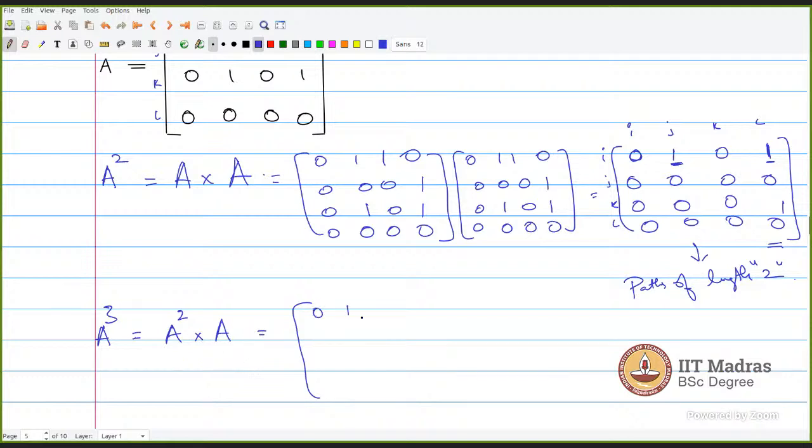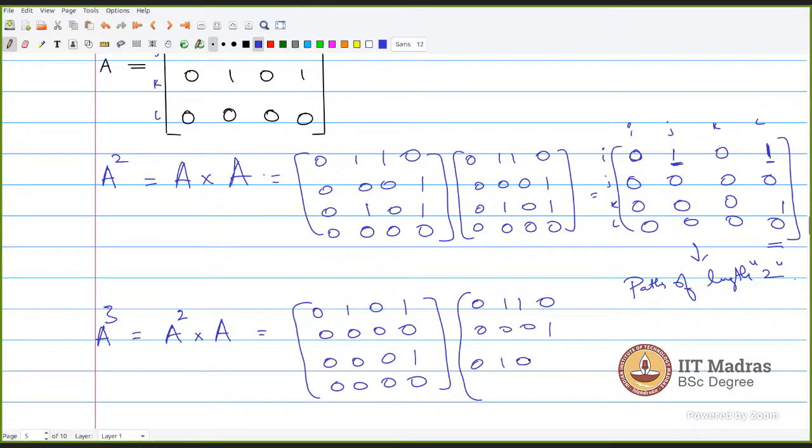I have A square as 0, 1, 0, 1, 0, 0, 0, 0, 0, 0, 0, 1, 0, 0, 0, 0. And A is 0, 1, 1, 0, 0, 0, 0, 1, 0, 1, 0, 1, 0, 0, 0, 0. So if you product this, you will get something. I hope this will be... Just check this, because I will not have any path of length 3 in the given graph.